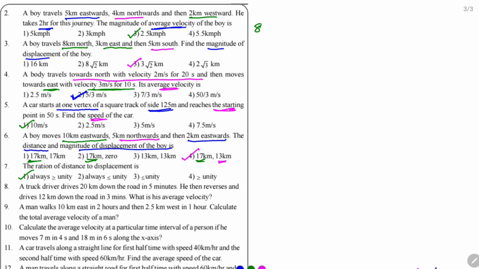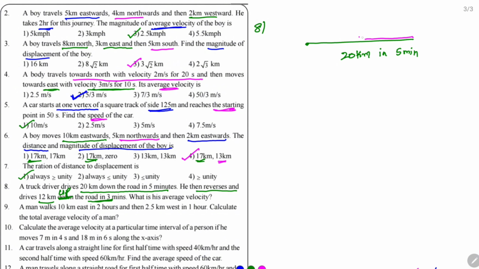Question number 8. A truck driver drives 20 kilometers down the road in 5 minutes. So he is moving from here down the road, which is 20 kilometers in 5 minutes. Next, he then reverses and drives 12 kilometers. This should not be down then. It should be up as he reverses. Up the road in 3 minutes. So now he has reversed and is coming back. Clear?